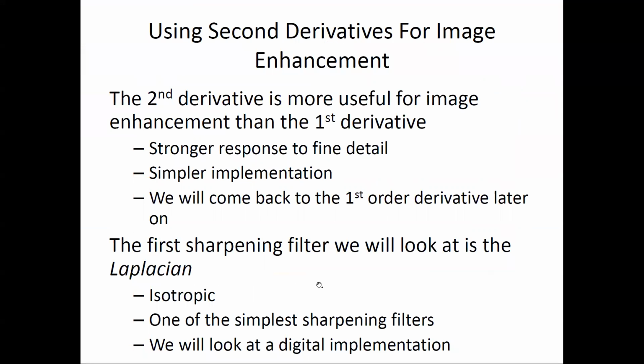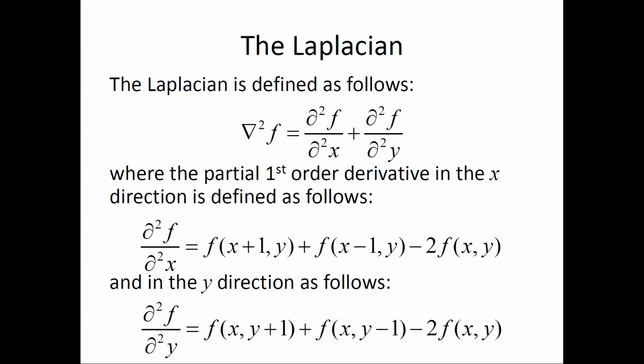Now, going ahead, when we do the second derivative for image enhancement, we have a stronger response to the finer detail and a simpler implementation. The main reason for this is that the first sharpening filter that we'll be looking at is the Laplacian, which is isotropic and one of the simplest sharpening filters, and we'll go for the digital implementation of this.